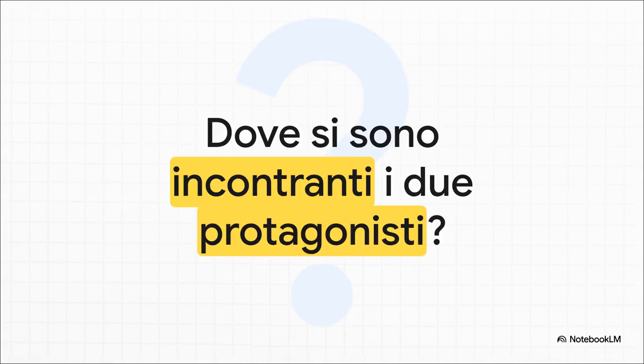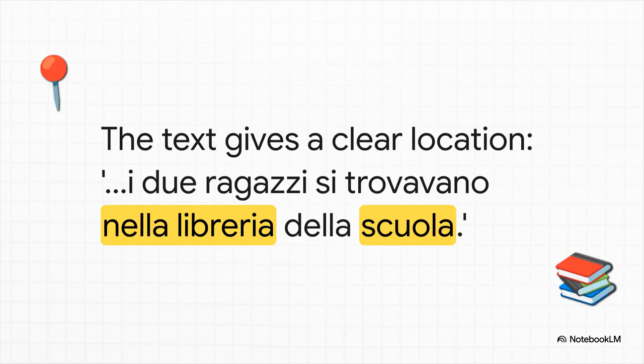Now for the second part of this first tool, the where. Once you've got the people, you need the place. So, where did our 2 protagonists actually meet? And the text gives it to us, plain and simple. Nella libreria della scuola, in the school library.